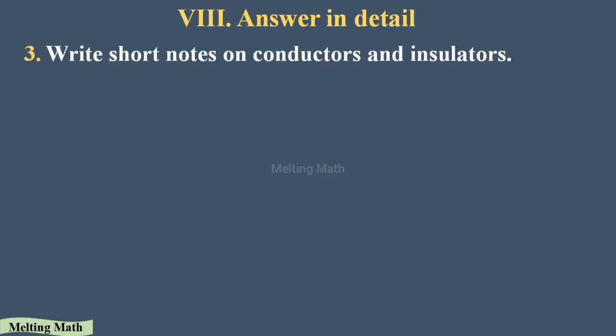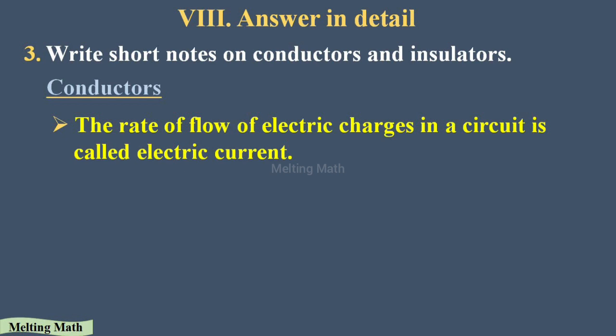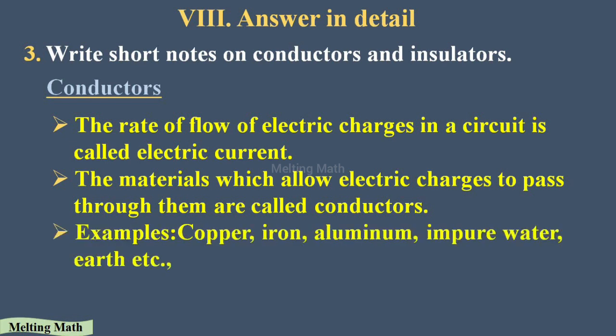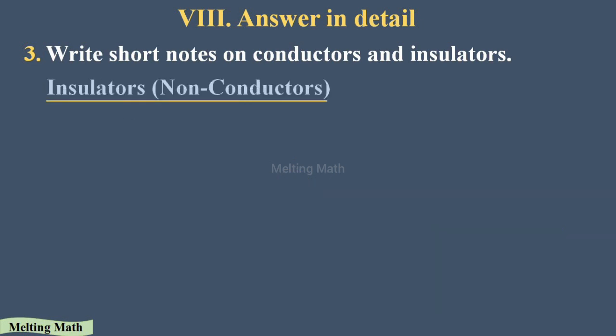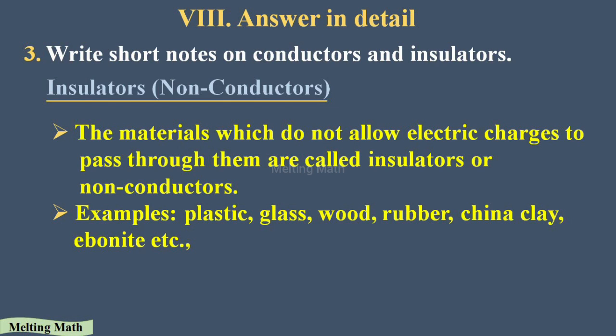Write a short note on conductors and insulators. Conductors, as I said, the rate of flow of electricity in a circuit is called the electric current. The materials which allow electric charge to pass through them are called conductors. Examples are copper, iron, aluminum, impure water. And insulators, also known as non-conductors: the materials which do not allow electric charges to pass through them are called insulators or non-conductors. Examples are plastic, glass, wood, rubber, clay, ebonite.